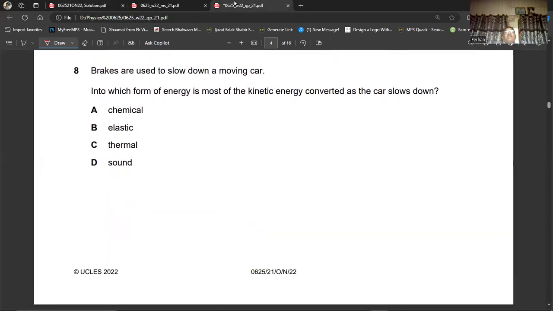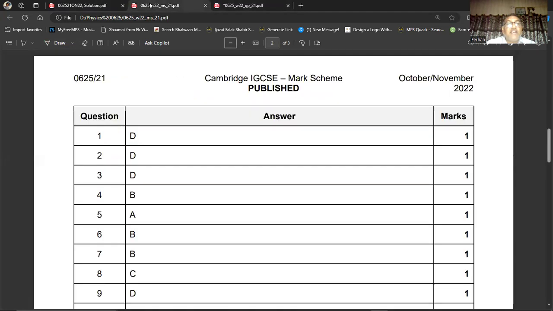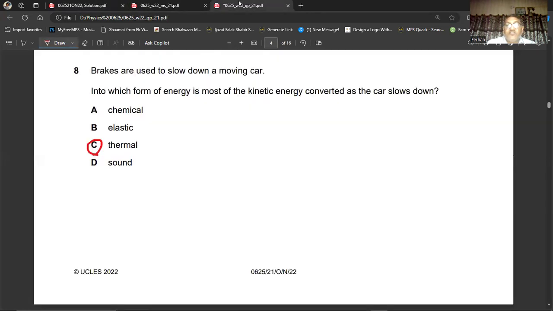He says, brakes are used to slow down a moving car. Into which form of energy is most of the kinetic energy converted as the car slows down? When you apply brakes, your kinetic energy converts into thermal energy, into heat. When you try to overcome the friction between the tires and the road, between the disc and the brake pads, then the kinetic energy converts into the heat, into the thermal energy. So I think C is the option. Question number 8, C is the right option, sir.